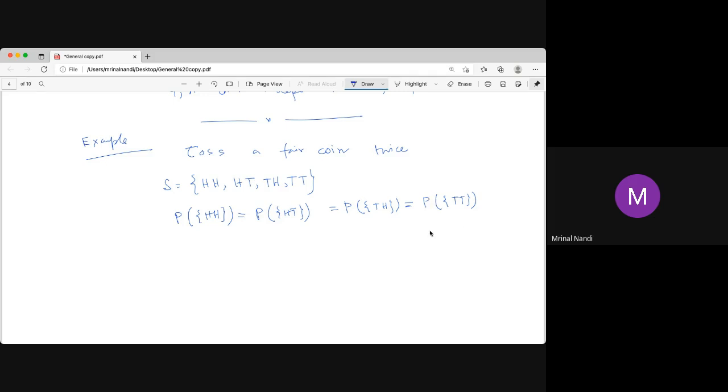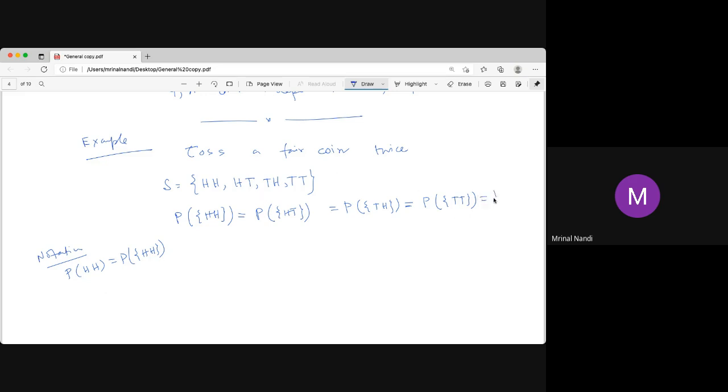By notation, the probability of HH actually means the probability of the set containing HH. Strictly speaking, probability of HH is meaningless. We should say probability of the set containing HH. If I sometimes write probability of HH, we assume that it is the set containing the single element HH. HH is the one outcome because we toss a coin twice.